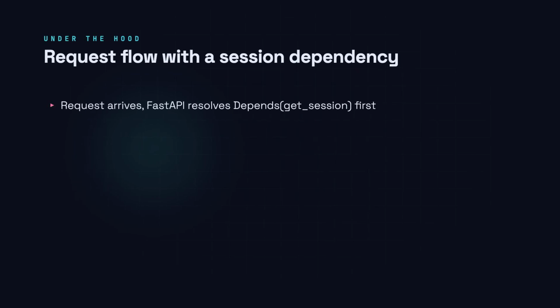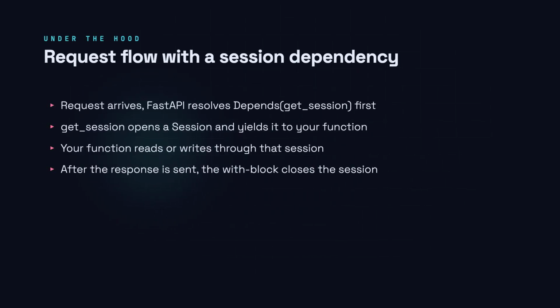Here is the sequence every request follows. FastAPI sees that your path function depends on get_session, so it calls that generator first. The with session block opens a connection from the pool and yields the session object into your function. Your function does its database work, adding rows, running queries, and returns a result. FastAPI serializes the response and sends it to the client. Only then does execution continue past the yield back in get_session, where the context manager commits or rolls back and releases the connection. The key consequence is that sessions never outlive a single request, so you never leak open transactions.